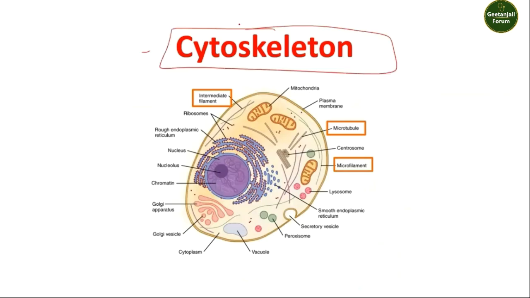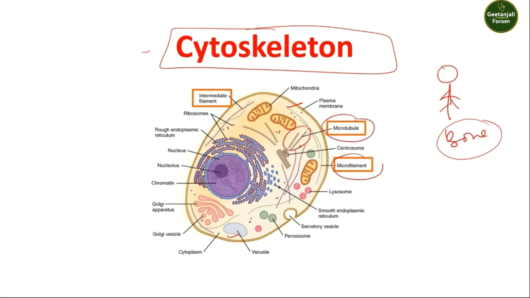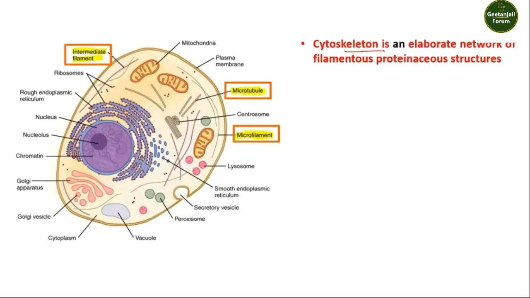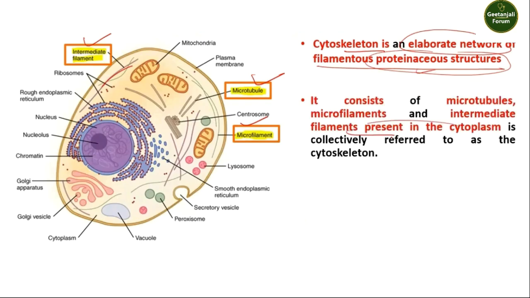Next is cytoskeleton. This is our complete cell. It has cytoskeleton. Like human has a skeleton made up of bones, which gives structure and strength to our body. Similarly, cell's cytoskeleton has microtubules, microfilaments, intermediate filaments, and all these together form a cytoskeleton of the cell. So cytoskeleton is an elaborate network of filamentous proteinaceous structures. These three, microtubules, microfilaments, and intermediate filaments, they all are made up of proteins. They are proteinaceous structures and they are present in the cytoplasm.